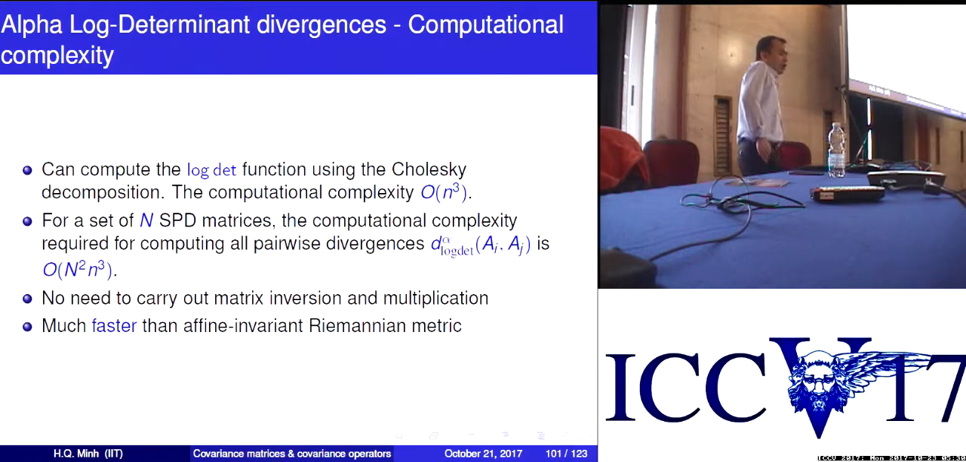So they can be computed using the log det function. In order to compute the alpha log determinant divergence, we need to compute the log det function, and this can be computed using the Cholesky decomposition. So the computational complexity is also O(n^3). It's actually a lot faster than the computation of the affine invariant metric, even though theoretically it's O(n^3). We just need to compute the matrix addition of A and B, and then the Cholesky decomposition. We don't need to compute matrix inversion, and we don't need to compute matrix multiplication. So in general, it's a lot faster than the affine invariant metric.